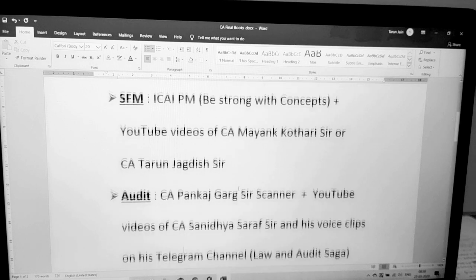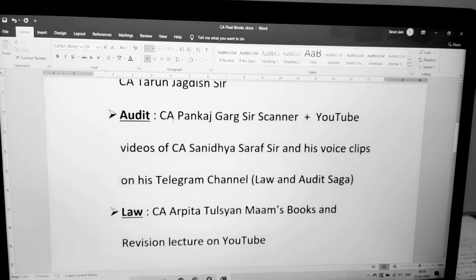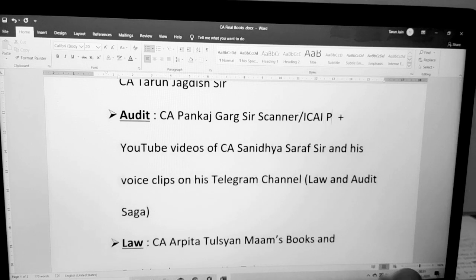Now for Audit, what I did was I used Pankaj sir's scanner, which I've spoken about in my previous video as well. Right now with the situation which is on, I don't think the markets are open, so in that case follow the ICAI PM. So I am just going to edit this. Yeah, just the ICAI PM.